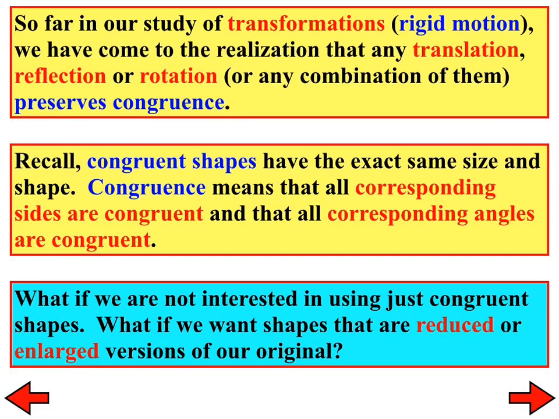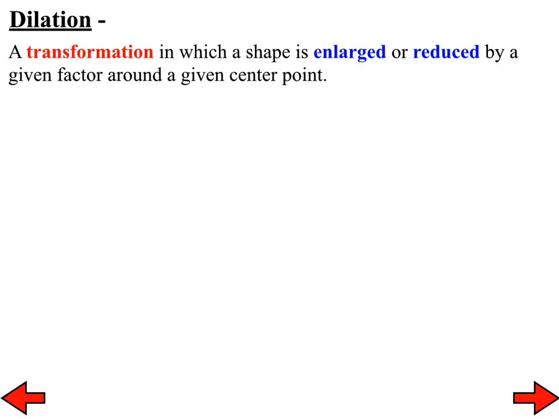But what if we're not interested in using just congruent shapes? What if we want shapes that are reduced or enlarged versions of our original? And this is where dilations come in, and this is where you'll need to start filling in some things in your notes. A dilation is a transformation in which a shape is enlarged or reduced by a given factor around a given center point.